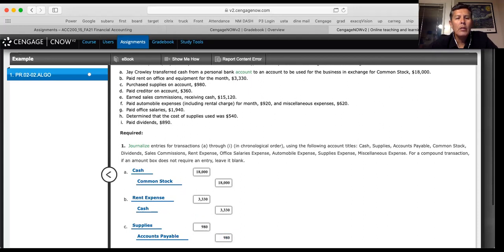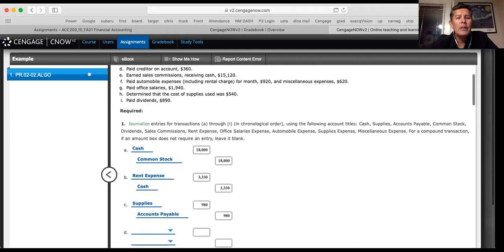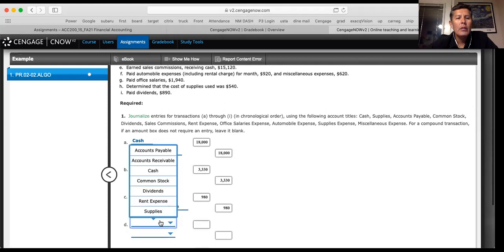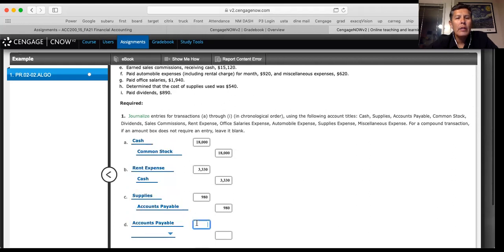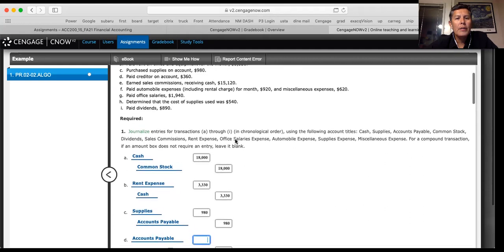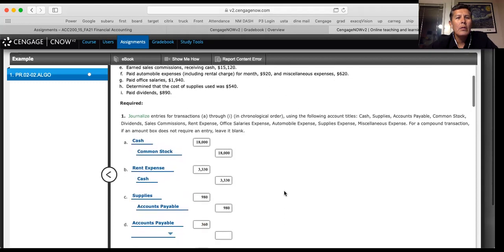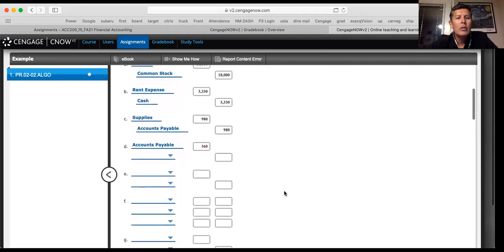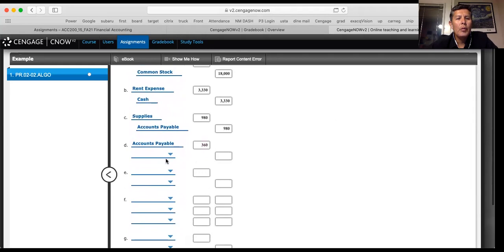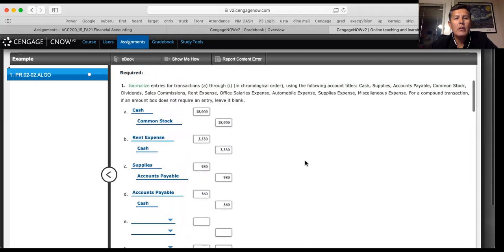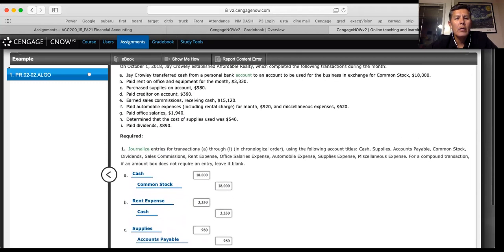Okay, and then what's the next thing we did? Paid creditor on account of 360. Paid creditor on account. So we're gonna debit account payable. Now it decreased by 360. Okay, 360. And then, okay, but we paid cash with it. Remember, we're paying it. So that'll be 360. Okay. And let's see.